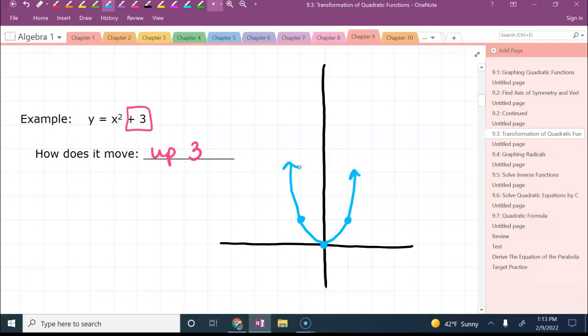And my new one went up 3. So I'm just going to push all these points up. 1, 2, 3. 1, 2, 3. 1, 2, 3 again. And it's still going to have that U shape, but it's just in a different spot on the graph now.